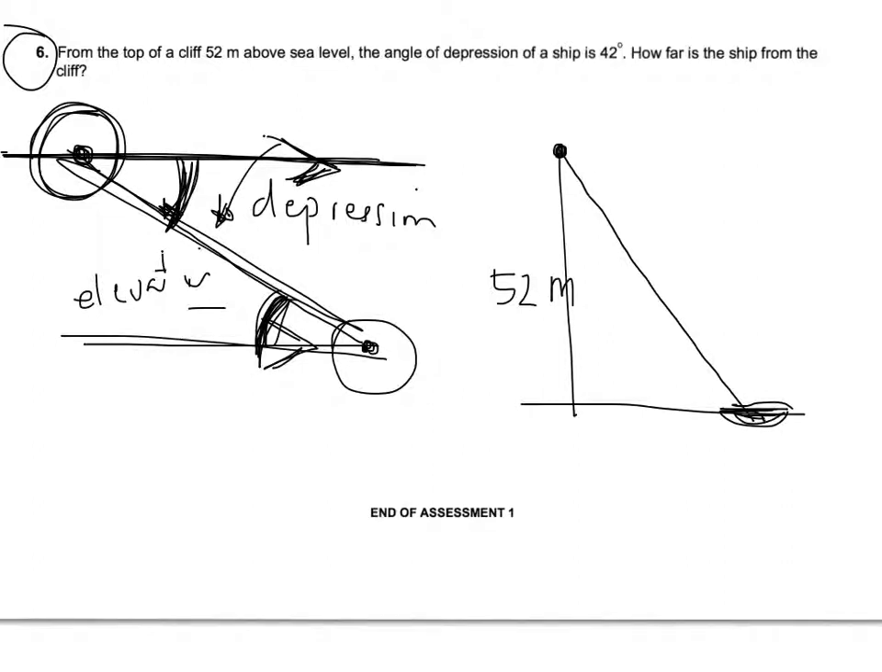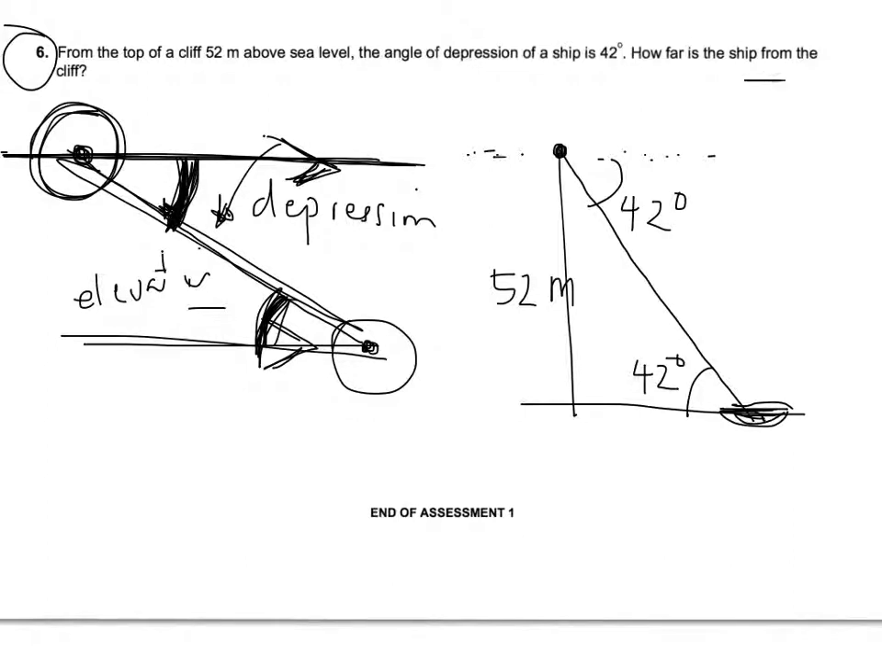Now how can we plot the 42 degrees? It is the angle of depression, so if there is a horizontal line here, then this must be the 42 degrees. But from the idea, the angle of depression is the same as the angle of elevation, so this angle is also 42 degrees.